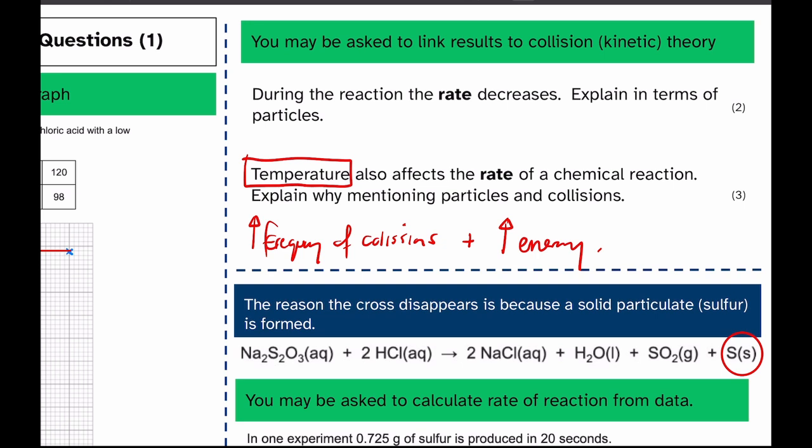So temperature increases rate of reaction because there are more collisions per second because the particles are moving more quickly. And secondly, the particles collide with more energy. So it's more likely that each collision meets the activation energy needed for the reaction to occur. So that's why temperature is going to speed up the rate of reaction.